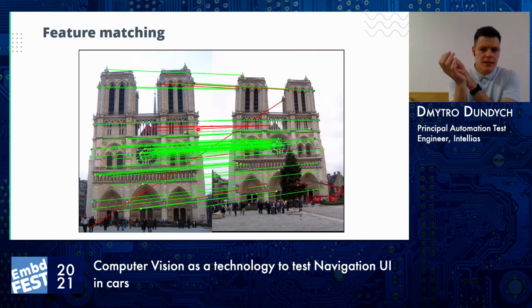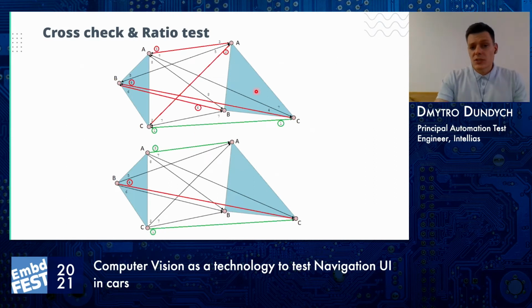For example, rotated, some lighter, higher, for example. And this is the most interesting thing because there is a lot of ways to calculate the difference, but the most interesting are cross-check and ratio test.